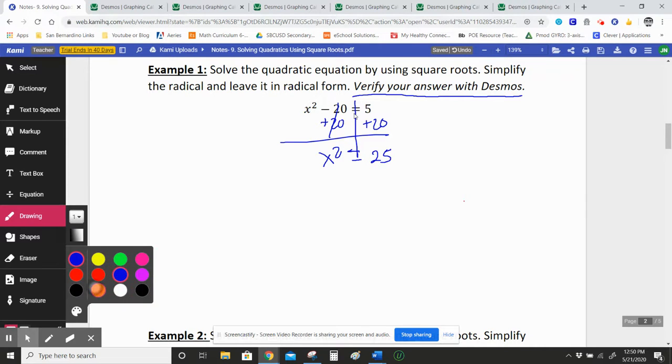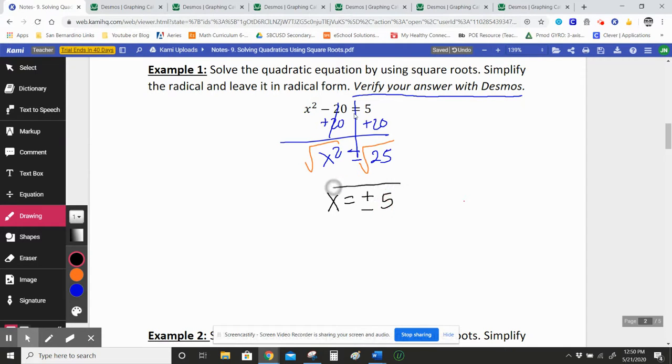I'm going to unsquare it, or take the square root of both sides. So take the square root of this side, take the square root of this side, and I'm left with my final answer as x is equal to, don't forget the plus or minus. There's a positive and a negative option of the answer, which is the number 5. So positive 5 times positive 5 will give me 25, but also negative 5 times negative 5 will give me 25. So verify your answer with Desmos.